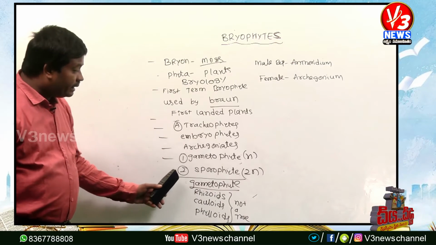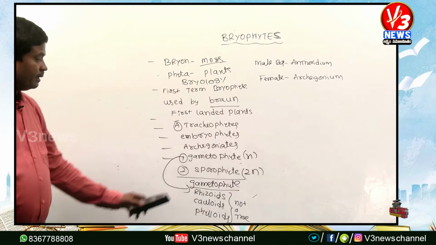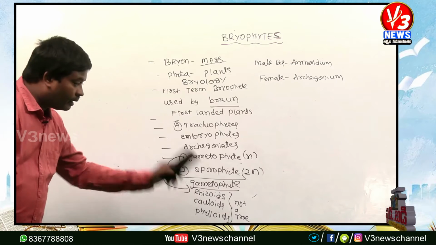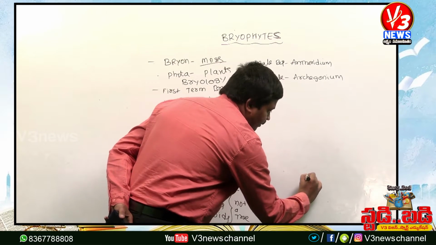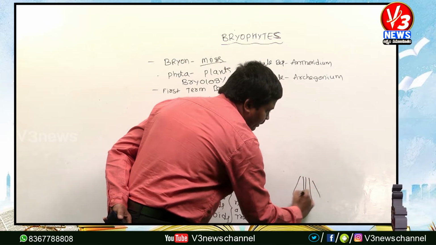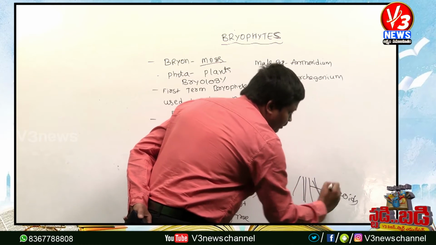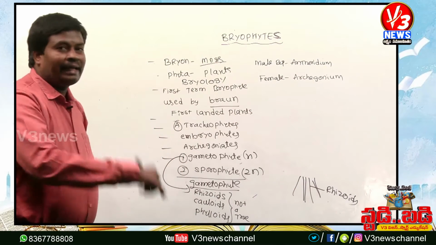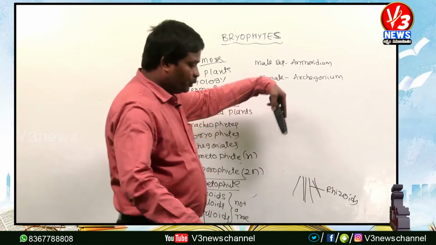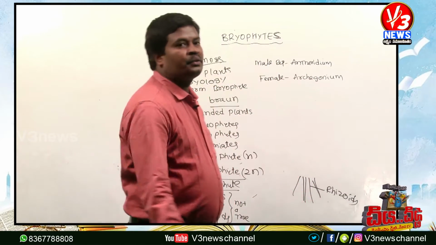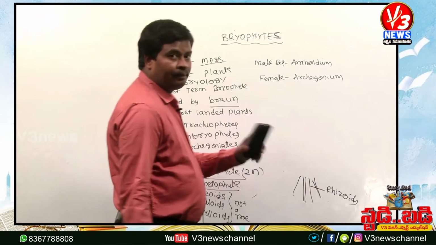In the gametophyte, the plant body is differentiated into rhizoids, caulids and phylloids. For example, these are rhizoids. Rhizoids means root-like structures, but they are not true roots. What is the use of rhizoids? They are useful for fixation into the soil, because bryophytes are landed plants.